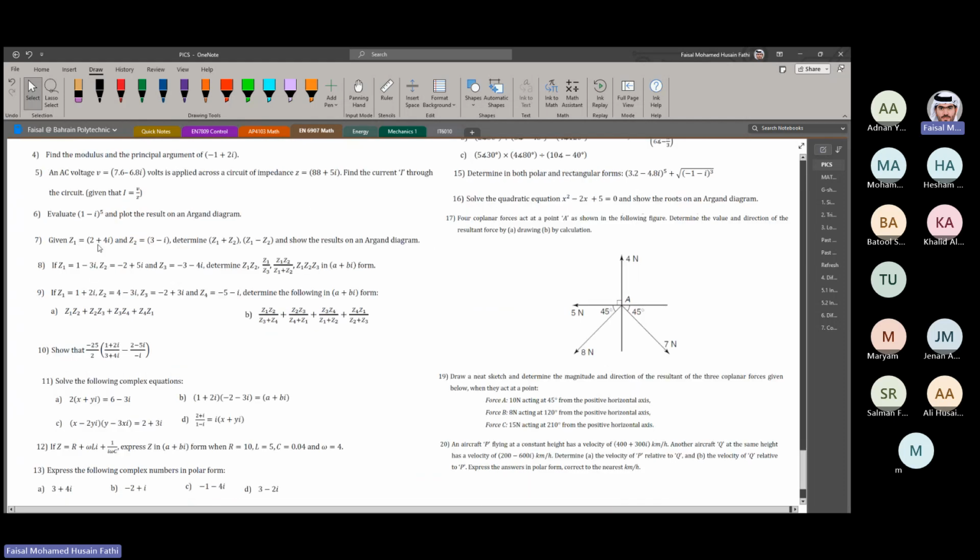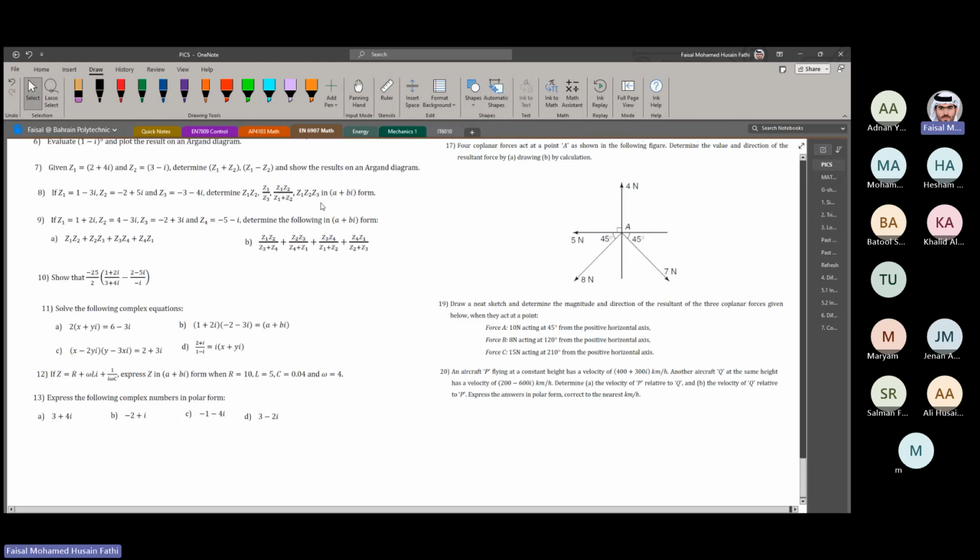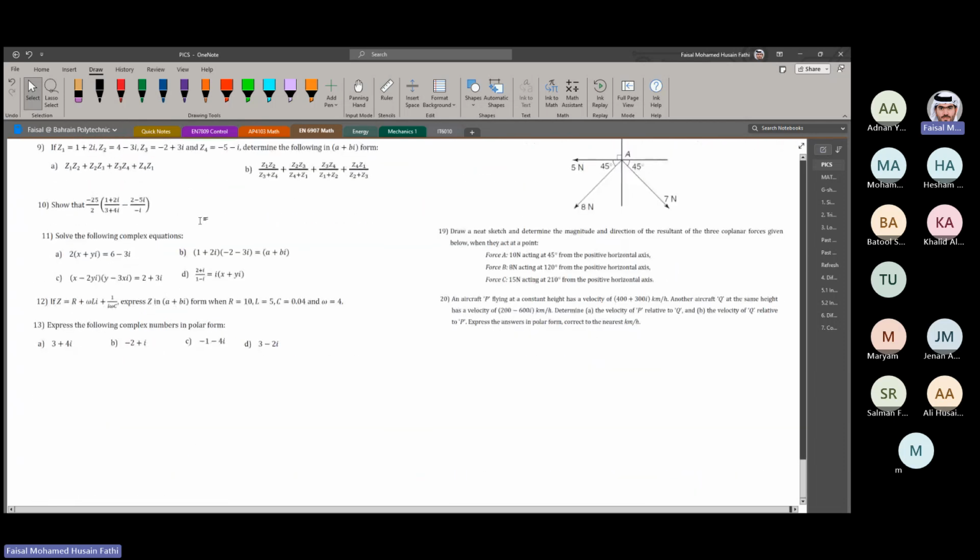Given Z1, Z2, determine that this multiplied, and then put it in the diagram. Multiply, division, divide, multiply three in a row. It's all the same thing. Addition. Show minus 25 over Z in, literally the exact same question I did.